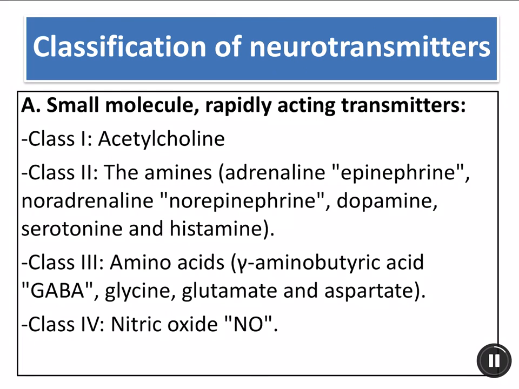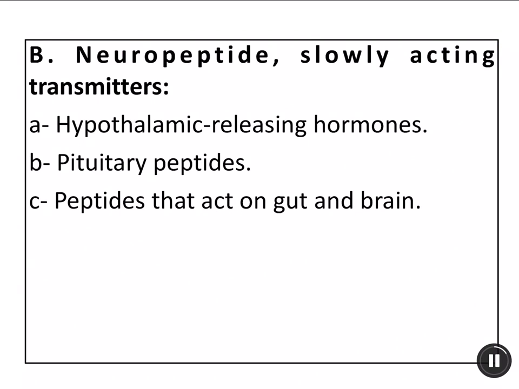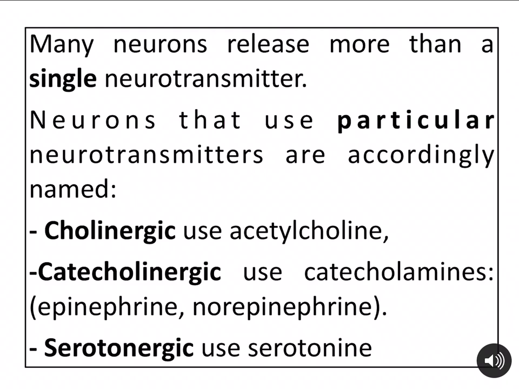Classification of neurotransmitters: A, small molecule, rapidly acting transmitters. Class 1, acetylcholine. Class 2, amines: adrenaline (epinephrine), noradrenaline (norepinephrine), dopamine, serotonin, histamine. Class 3, amino acids: gamma-aminobutyric acid, glycine, glutamate, aspartate. Class 4, nitric oxide, NO. B, neuropeptides, slowly acting transmitters: hypothalamic releasing hormones and pituitary peptides that act on the gut and brain.